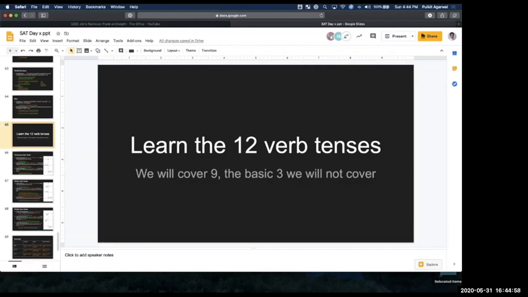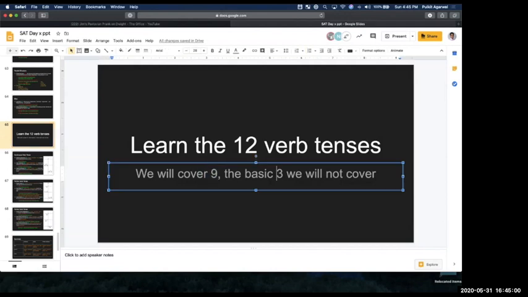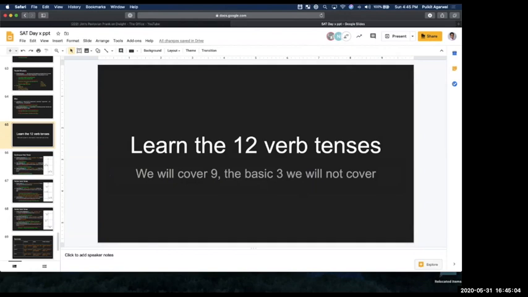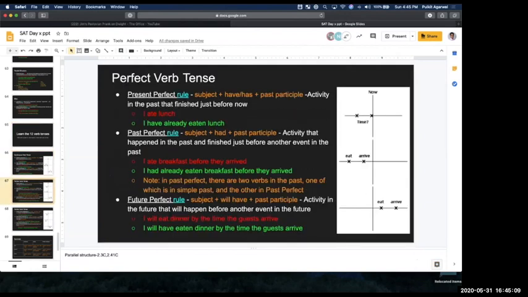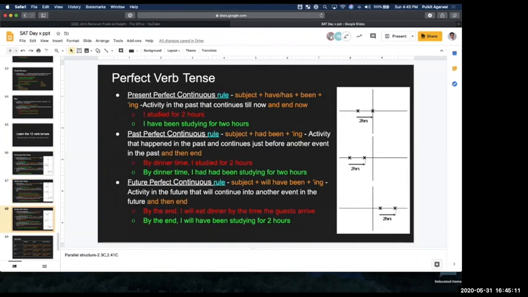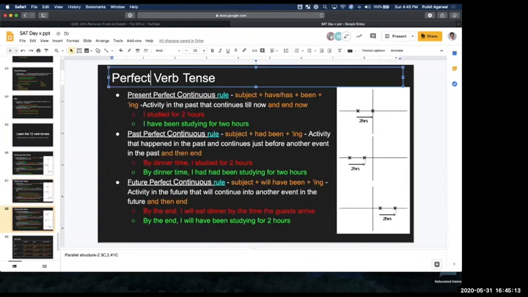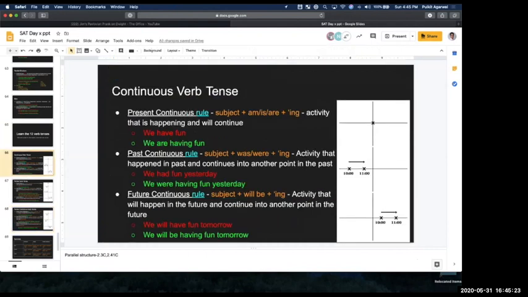And we will actually only cover the first 9, because the basic 3 we will not cover, which is present, past, and future. So what do I mean by the 9? There are continuous verb tenses and perfect verb tenses. Continuous verb tenses are something that's happening and something that will continue.